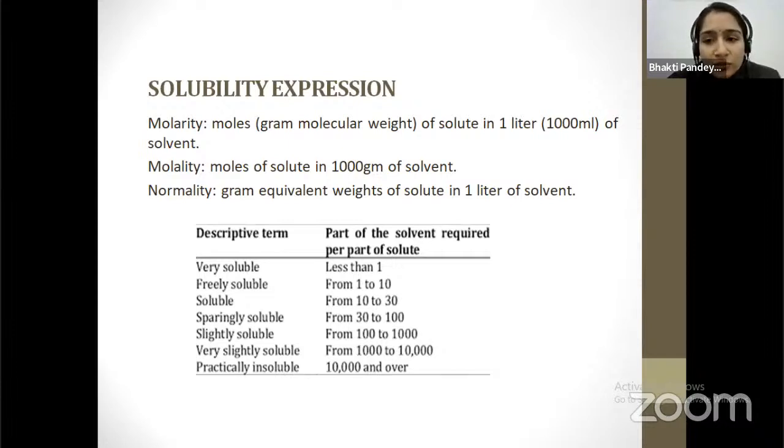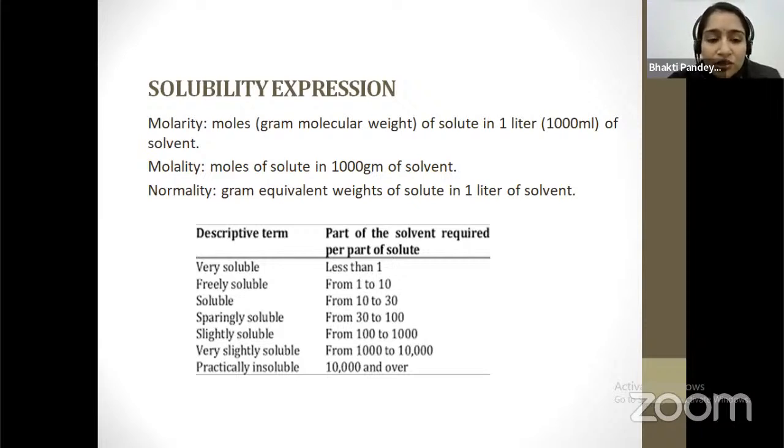In other terms, when the solubility is not known for that particular solute, we can take descriptive terms. Some descriptive terms are there. We can say which part of the solute can be dissolved in how much part. One part of solute can be dissolved in how much part of solvent, or how much part of solvent is required to dissolve one part of the solute.